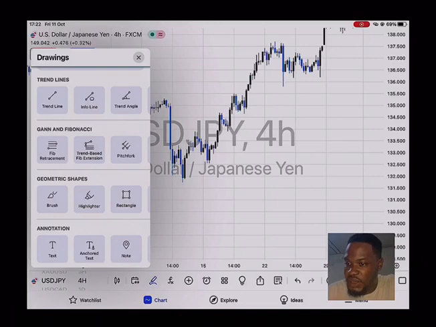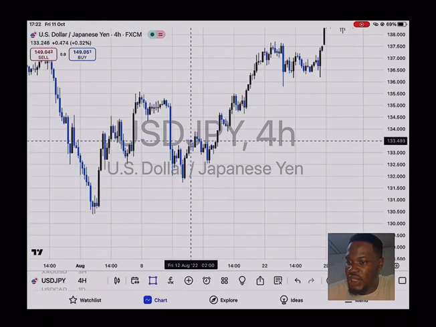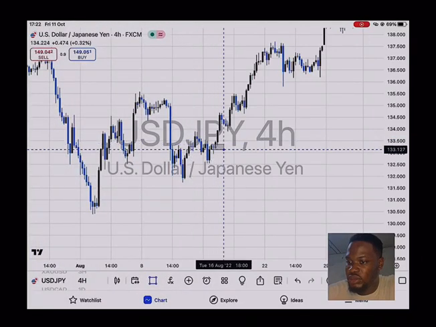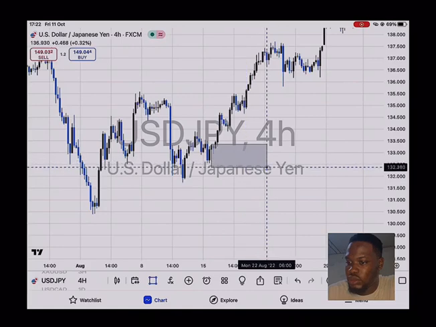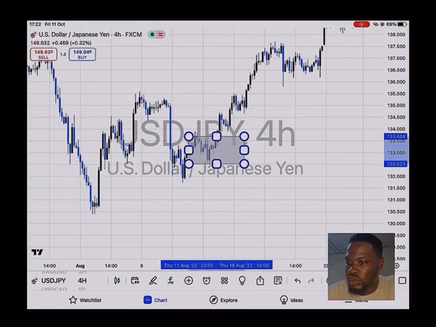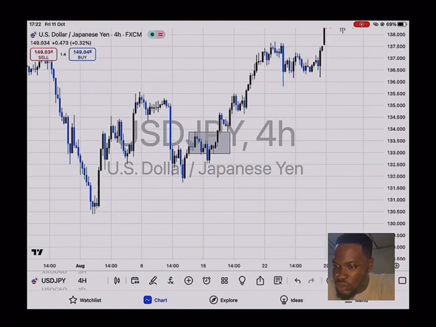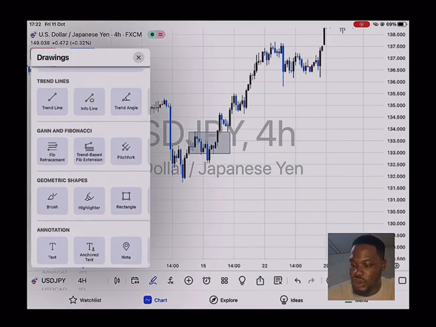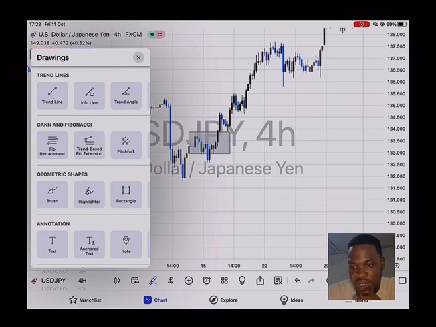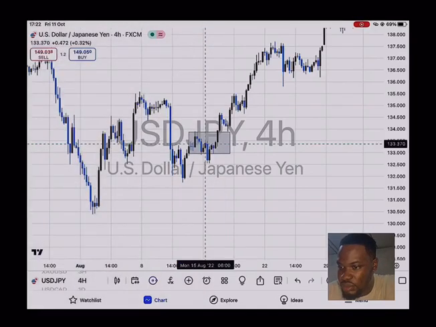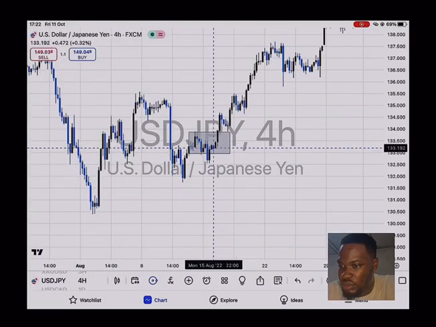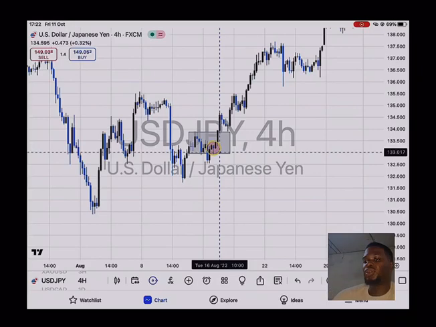Like I said, it's a letter T. Now this is a doji, a dragonfly doji. That's how it looks. This is it here. You understand?